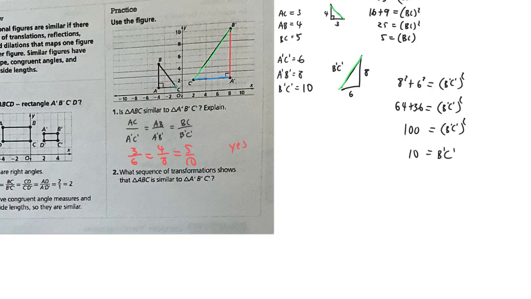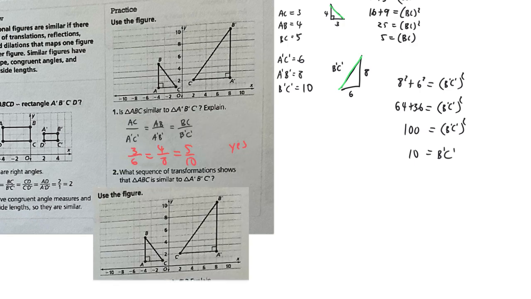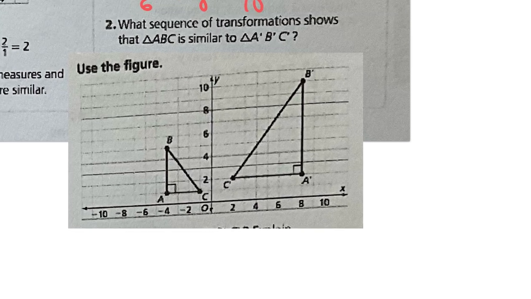I'm going to erase all of this and copy this and kind of bring it down here for the next part. What sequence of transformations shows that this triangle is similar to that? Well, first of all, we already know that the triangles are similar. We already established that. But they are asking for a sequence of transformations that show that ABC is similar to A prime B prime C prime.